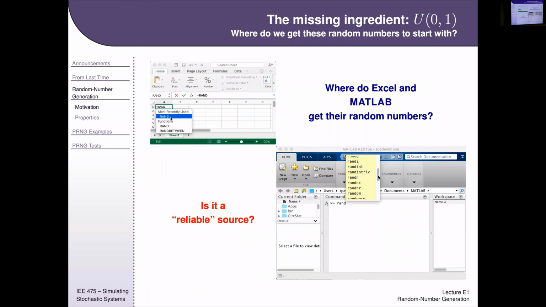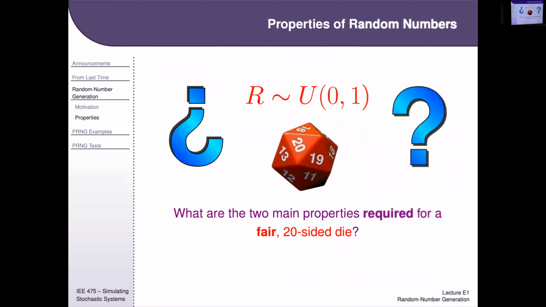But in modern times we have computers that do this for us. So you go into Excel and you've got functions like rand and rand between. You go into MATLAB, and if I type rand and let it autocomplete, there's a whole bunch of random number generation inside MATLAB. But the question is, where do these numbers come from, and are they reliable? So what does it mean to even assess the reliability of a random number generator?